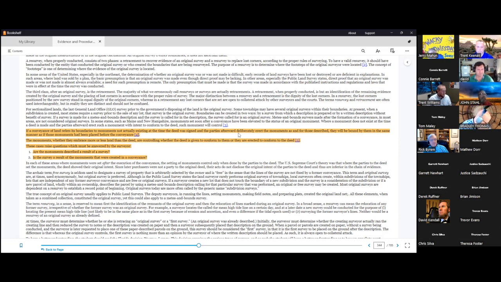In each of these areas where monuments were set after the execution of the conveyance, the setting of monuments controls only when done by the parties to the deed. The U.S. Supreme Court's theory was that when the parties to the deed set the monuments, the deed showed their original intent. Since later purchasers were not a party to the original deed, their acts do not disclose the original intent of the parties to the deed, and thus are inferior to the chain of evidence.